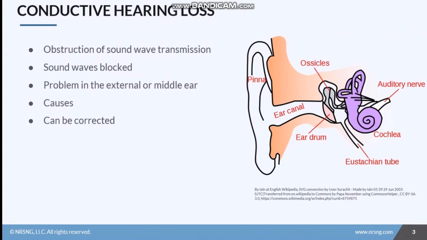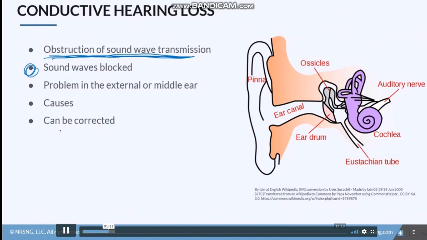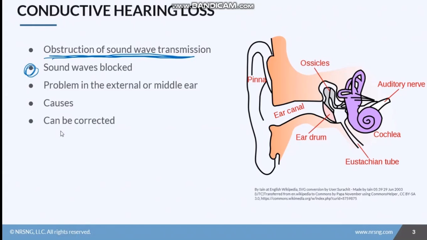Okay, so we're going to go ahead and start with conductive hearing loss. With conductive hearing loss, this is a physical obstruction of sound wave transmission. So something is blocking those sound waves from being transmitted. This is a problem in the external or middle ear, and it prevents the sound waves from getting contact with the inner ear nerve fibers because of a disorder or abnormality in the external or middle ear.